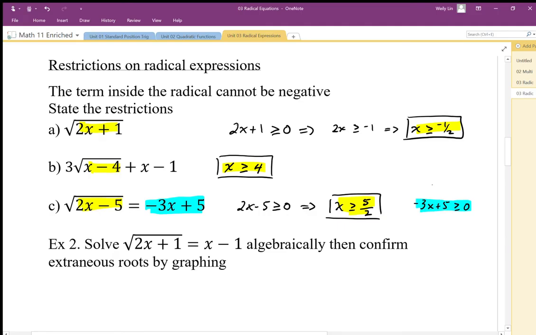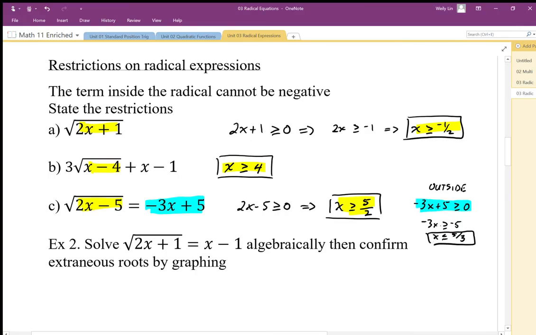So I'm just going to label this my outside. Okay, so this is my outside restriction. So then I solve for this. I'm going to get negative 3x is greater than or equal to negative 5. Remember, when I solve this inequality, if I divide by a negative, I have to flip the sign. Okay, and so there's my outside restriction.